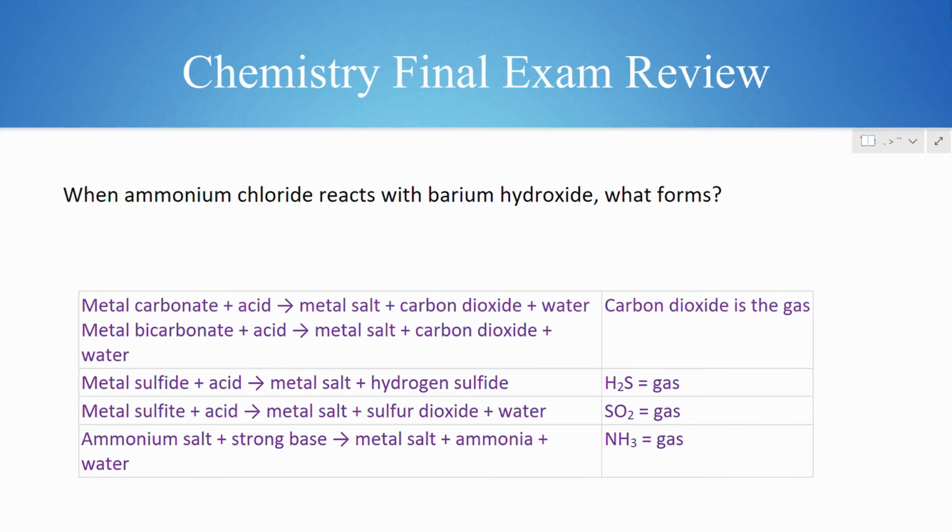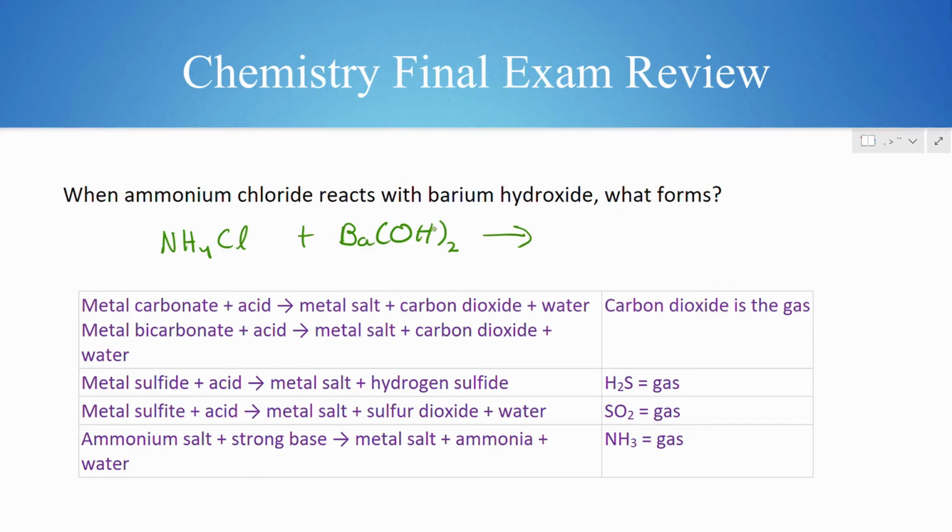When ammonium chloride reacts with barium hydroxide, what forms? In this question, we want to know the products. When ammonium chloride, we'll write out the chemical formula, and barium hydroxide react. Alright, so for this one, we're going to look at this chart, and these are the reactants, so we're going to look at what is on the left side of these arrows and match it up.